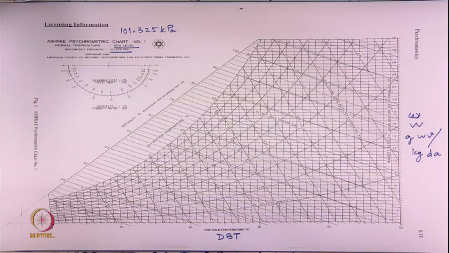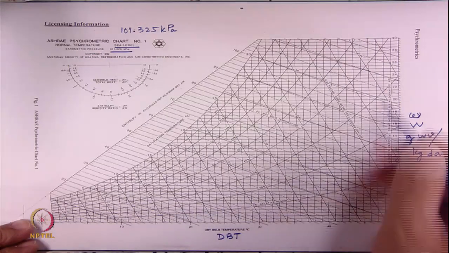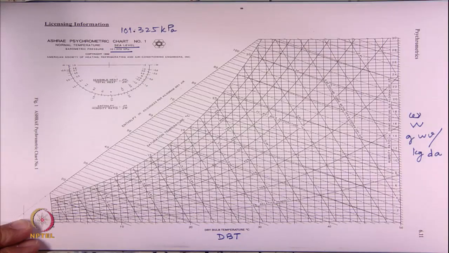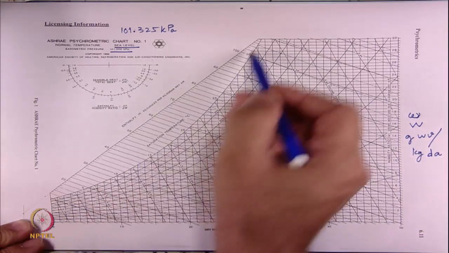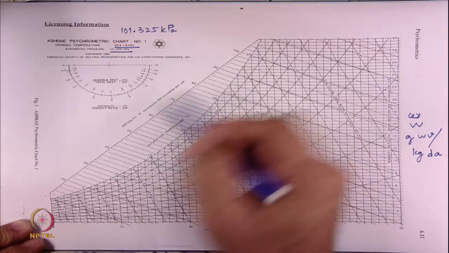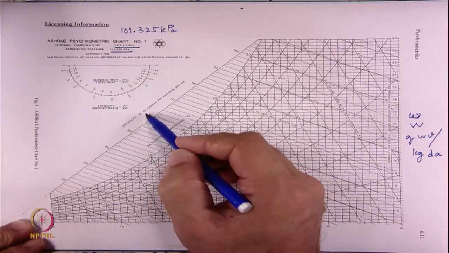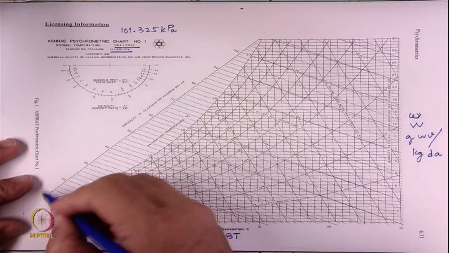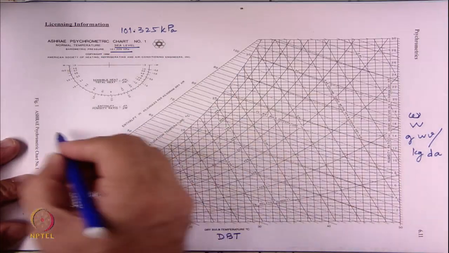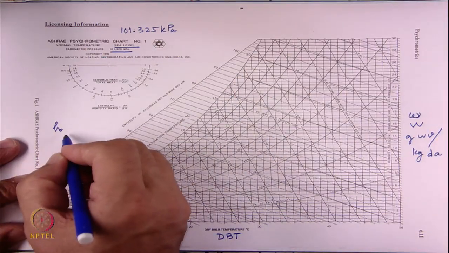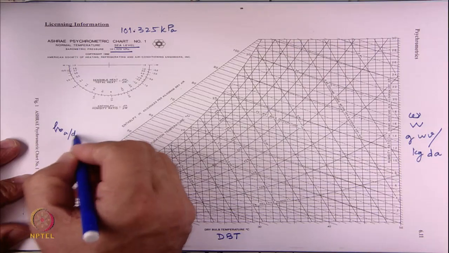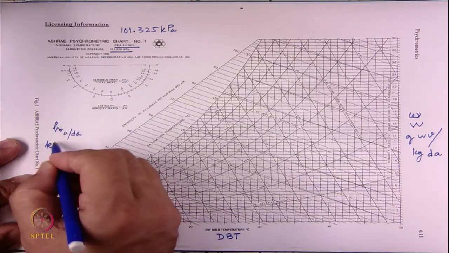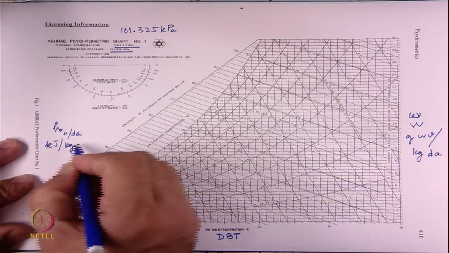So, now let us see what all these lines here are. There is one set of lines which are going like this. There is another axis over here, which is enthalpy in kilojoules per kilogram of dry air. So, this is yet a third axis, which is h_a on a dry air basis, in kilojoules per kg of dry air.